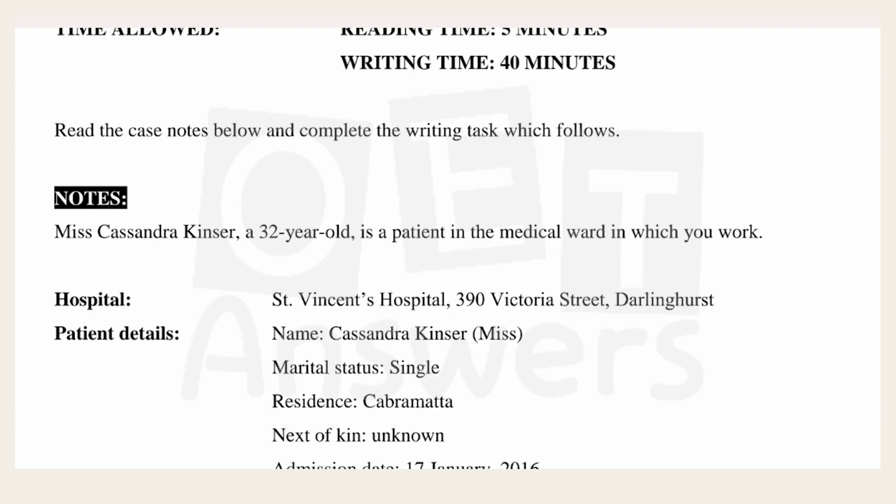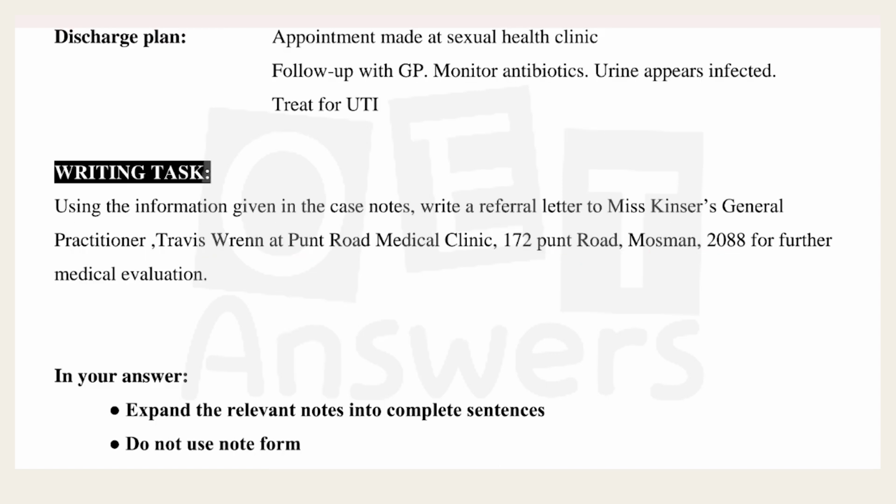First, what you will do is make sure about the nurse's role, or your role, or my role. Read the case notes below and complete the writing task which follows. Miss Cassandra Kinser is the patient's name, a 32-year-old patient in the medical ward where you work. So you are a nurse working in the medical ward. You got your role, right? Followed by that, you can move to the writing task. There, using the information given in the case notes, write a referral letter. So you have to make sure what type of letter you get.